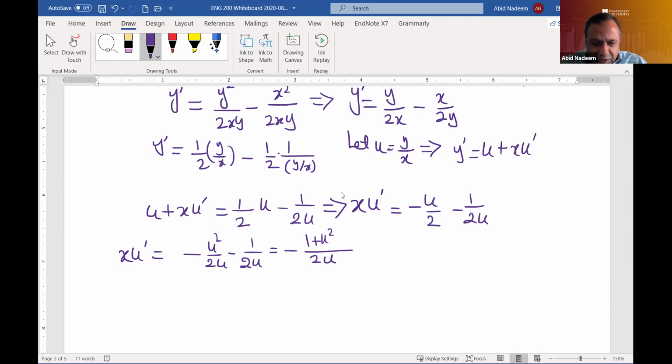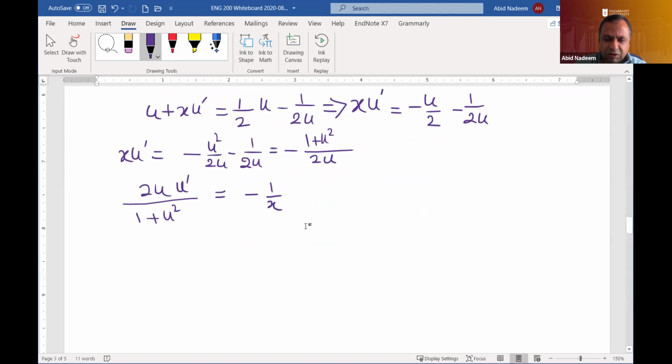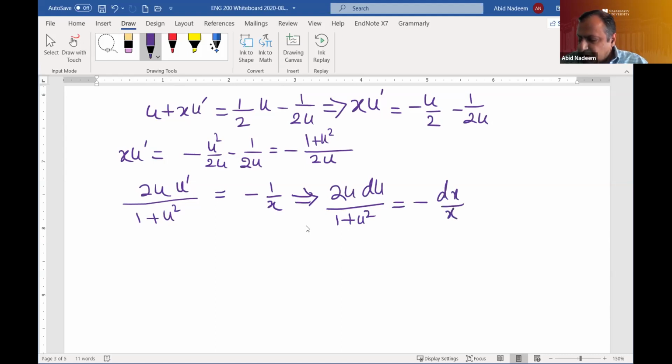Now you can see that all these u terms have been combined over here. So I can take these u terms to the other side. So it will be 2u on that side, and also 1 plus u square I will take on this side. So then it will be u prime, and now I take x on the other side. So it will be minus 1 over x. Or in differential form, we can write it like this, because u prime is du over dx. So it will be 2u du over 1 plus u square is equal to minus dx over x.